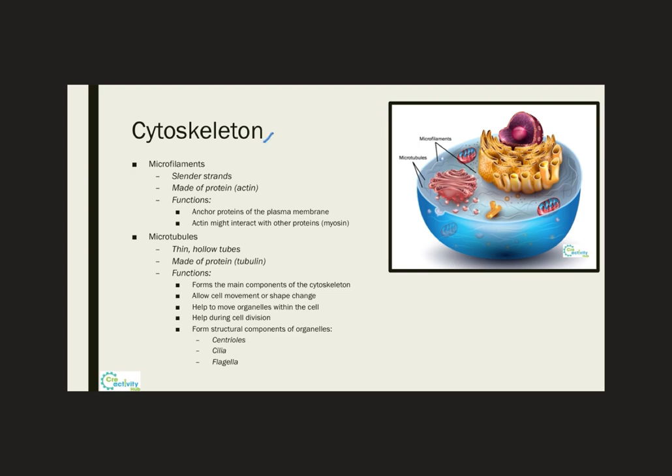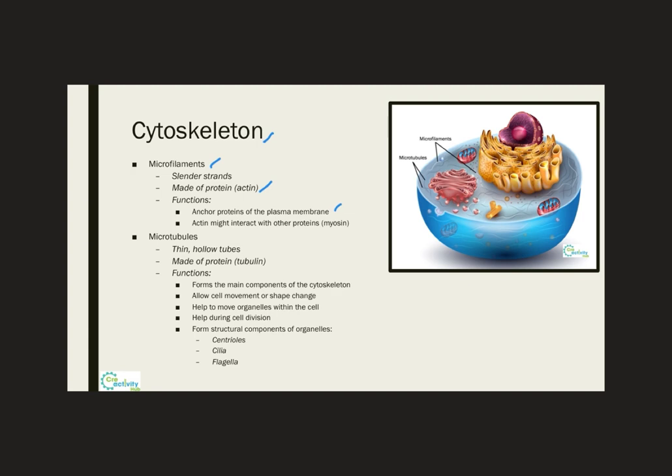The cytoskeleton includes the thread-like microfilaments, which are made mainly of a protein called actin. In terms of functions, the microfilaments will anchor the cytoskeleton to proteins of the plasma membrane, more specifically the integral proteins, which we talked about already. And this helps to stabilize the position of these membrane proteins. It also strengthens the cell and attaches the plasma membrane to the underlying cytoplasm.